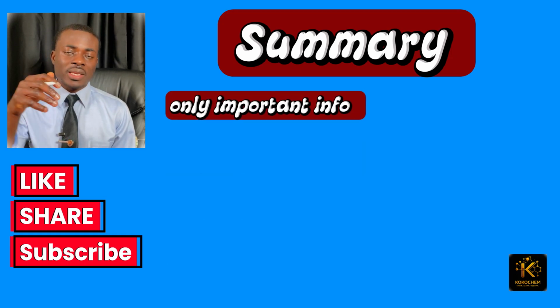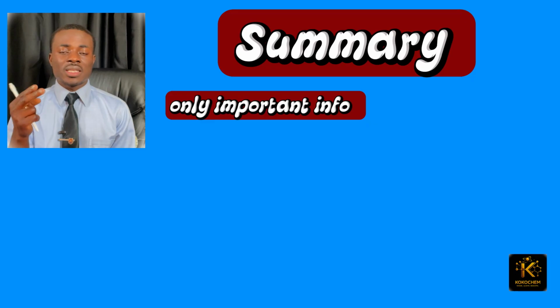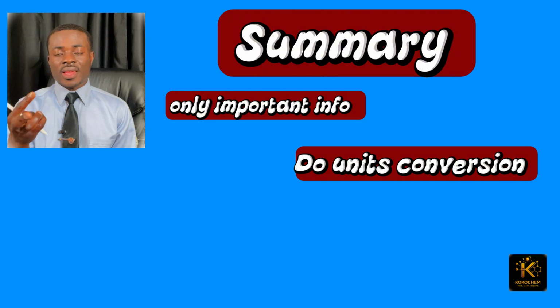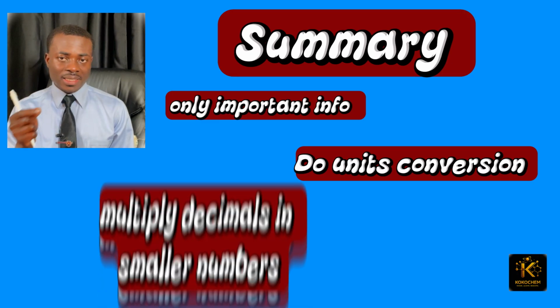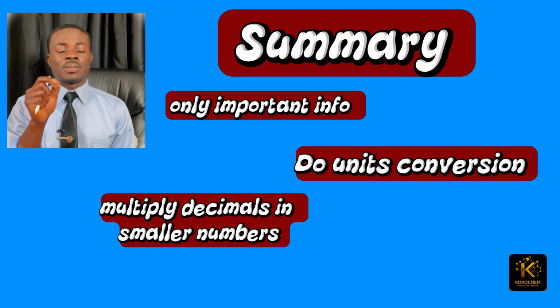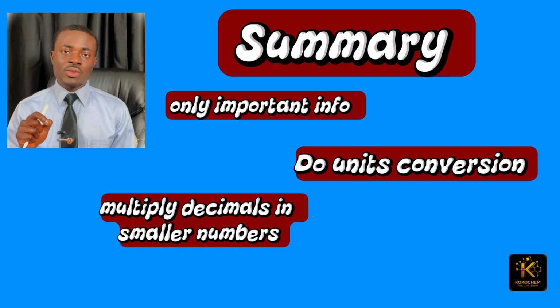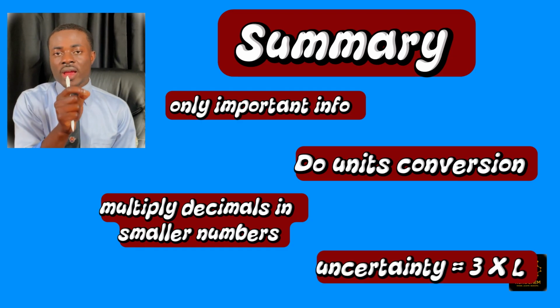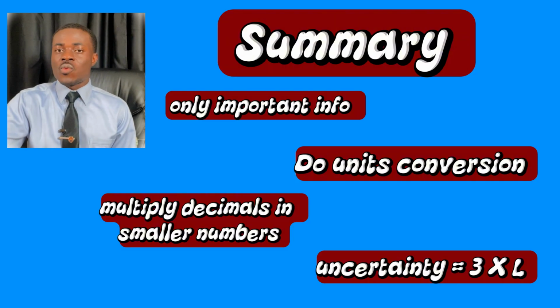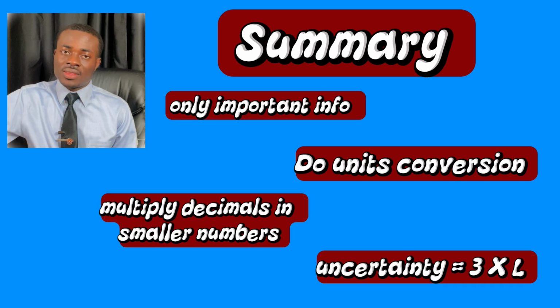Just to give you a very quick summary of what we just went through: pay attention to only the important information when the preamble is being read. The number 2 is that you should remember to convert the units so that the units will be the same. The third trick or shortcut is to quickly find simple ways of multiplying decimals. And the fourth trick that you have to know is to remember to multiply the uncertainty by 3, because small errors made in the length measurement are amplified when we do the same measurement 3 times or multiple times. You get it?